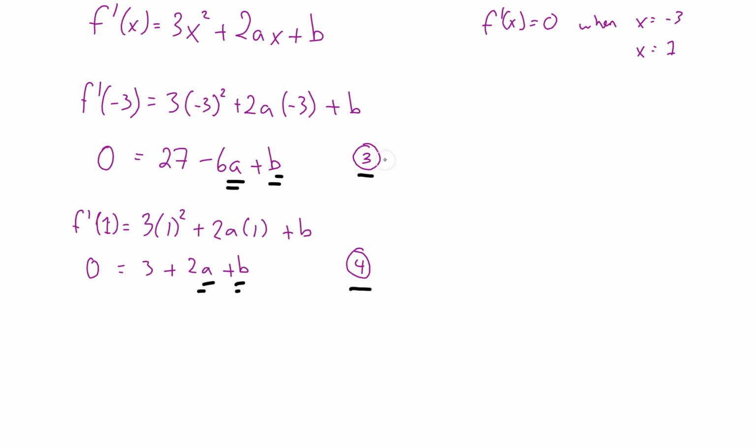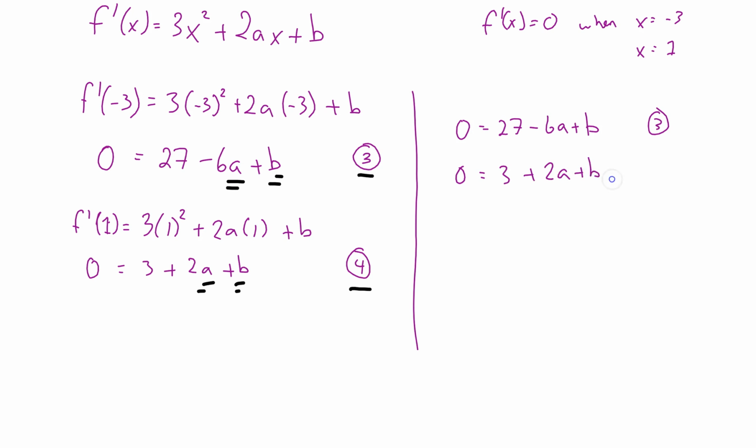So what does that mean? Well, I'm going to do equation 3 minus equation number 4. So what that looks like is that you're going to write your first equation: 0 is equal to 27 minus 6a plus b. So that's our equation 3. And our second equation, 0 is equal to 3 plus 2a plus b. That'll be our equation 4.